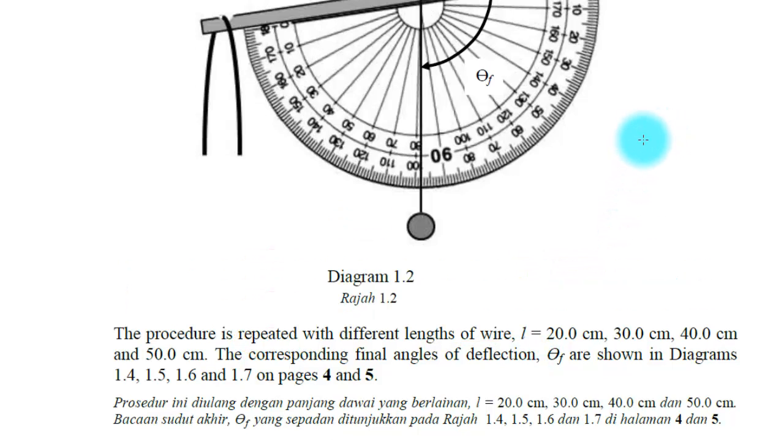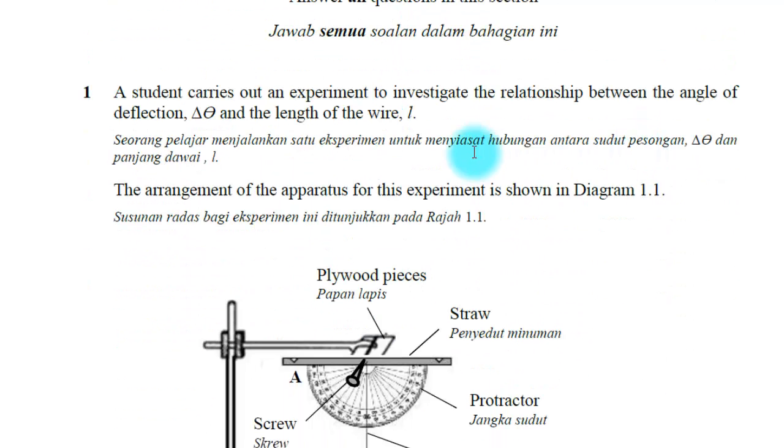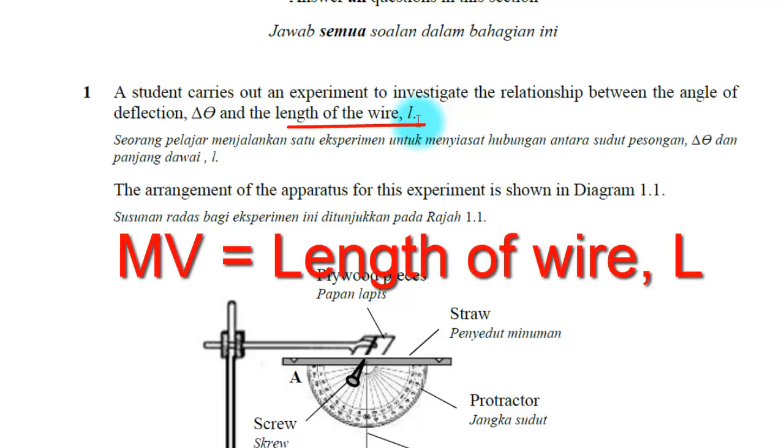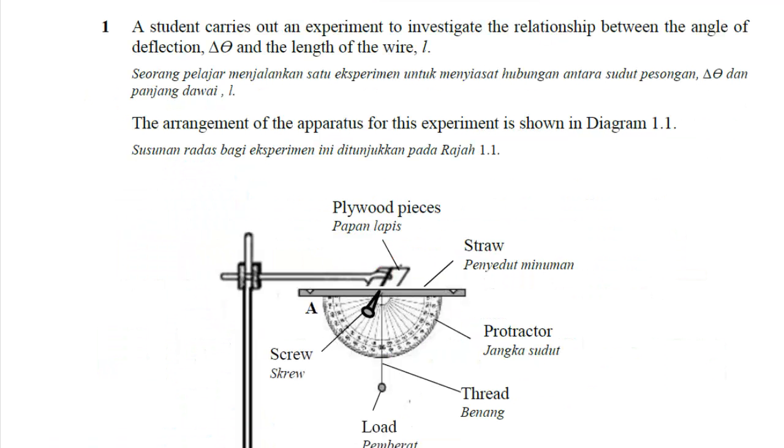Then go back to the first sentence. Relationship between angle of deflection and the length. So here we know that length of wire L is your manipulated variable. So write down. And then the angle of deflection, the symbol delta theta, also is your responding variable. So you write down your answer.